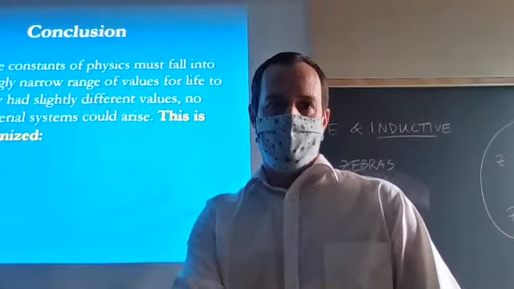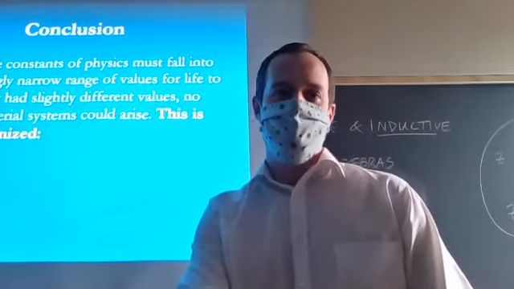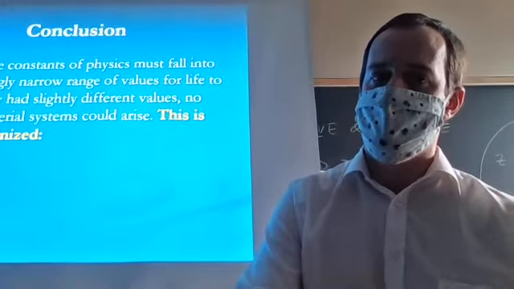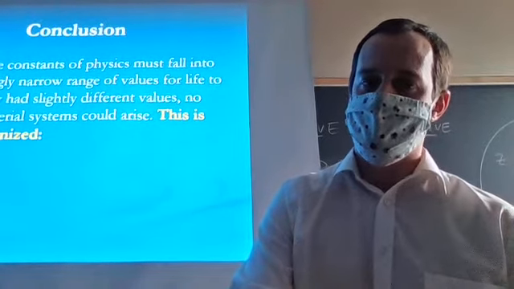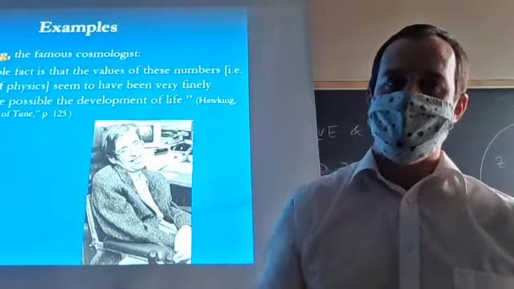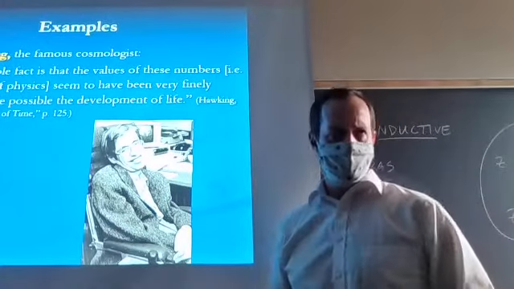Many of the constants of physics must fall into an exceedingly narrow range of values for life to exist. If they had slightly different values, no complex material systems could arise. This is widely recognized. Here's an example. Stephen Hawking, who everyone has heard of, yes?